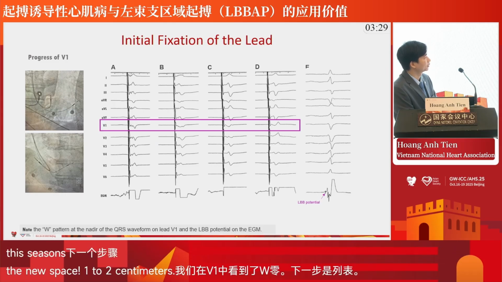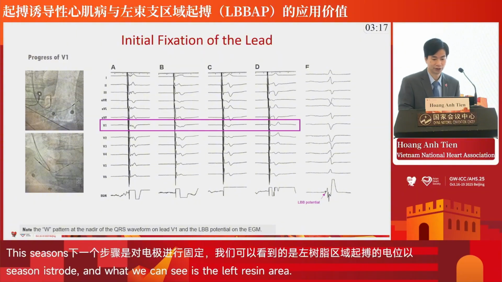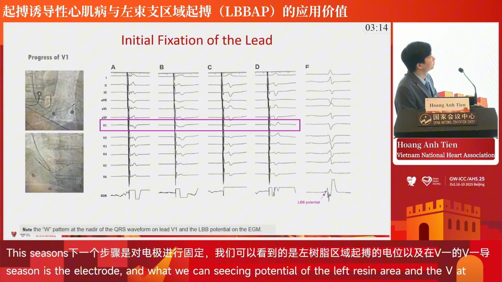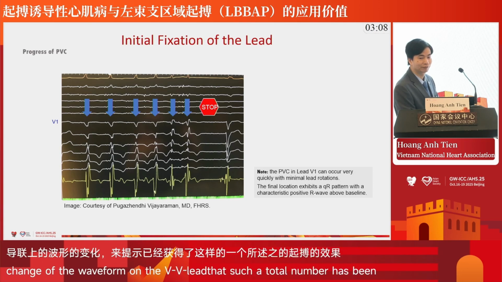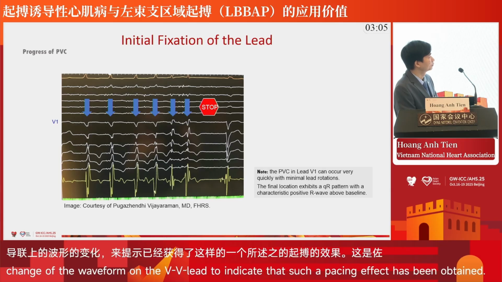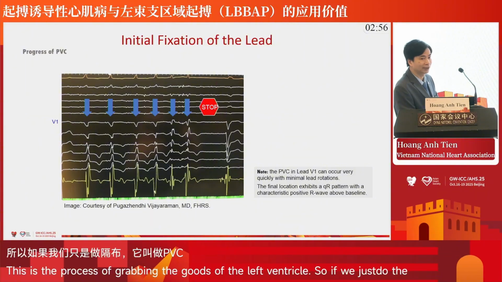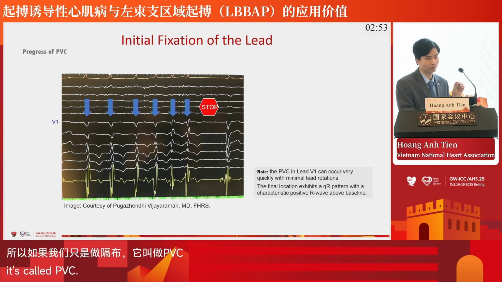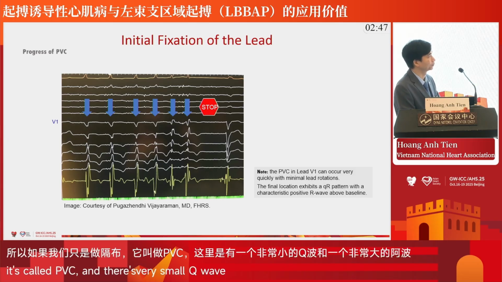And in the trial, we can see the left bundle pacing potential and also the W wave in V1. It means that it reaches the left bundle branch area pacing. And we can see the premature ventricular capture because it can touch the septum. When it touches the septum, it can cause PVC. And when the PVC has a QR, small q and large R, it means we should stop and not rotate a lot because it can cause perforation.